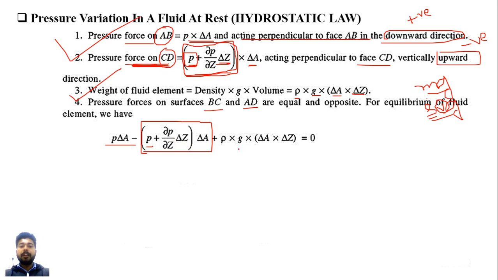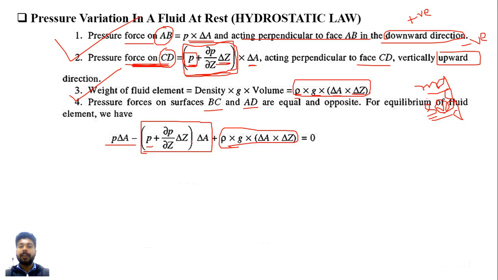Okay, and our third force is the weight of the element, which is rho g delta A delta Z. This one is our third force, which again acts in the downward direction, so it is a positive force, and the sum equals 0. So there are three forces applied on a fluid element. Now let's simplify this equation.